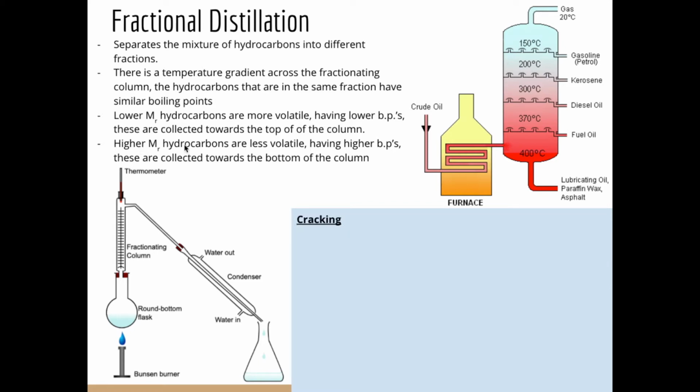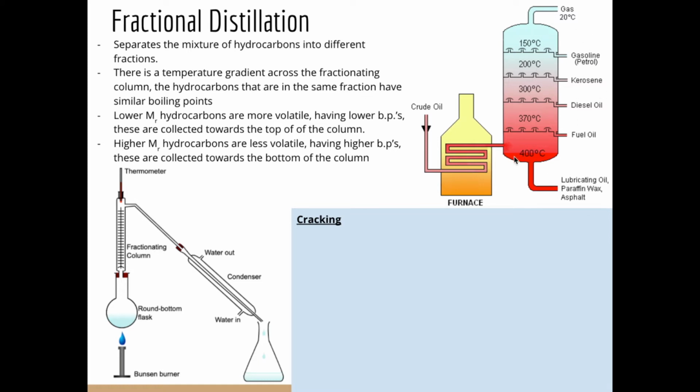So then conversely to that, our higher molecular mass hydrocarbons are less volatile, have higher boiling points. These are collected towards the bottom of the column. So we collect them in fractions. The fractions sort of are across a range of carbon lengths or carbon amounts or molecular masses, you could even say. So we've got similar boiling points in the similar fractions, and these can be used for similar things.